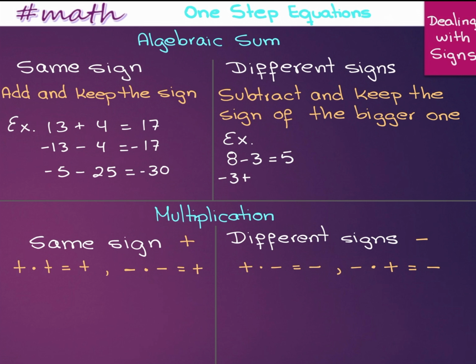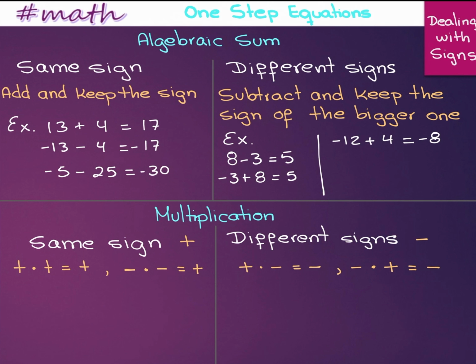Notice that if we write it the other way, negative 3 plus 8, that's still 5. You're going to subtract them. 8 minus 3 is 5, and the sign of the larger one is positive, so the answer is positive. Now another example. Let's add negative 12 to 4. We subtract 12 minus 4, which is 8, and the sign of the larger one is negative, so my answer is negative 8. So negative 12 plus 4 is negative 8.